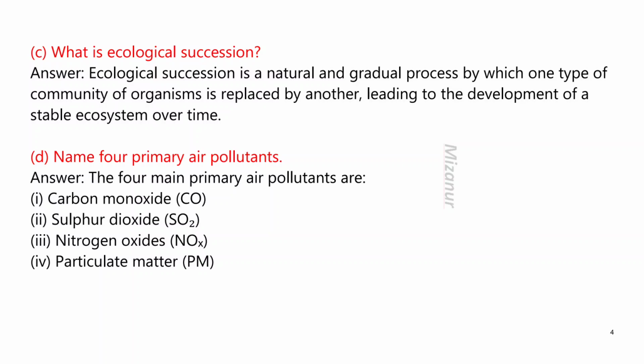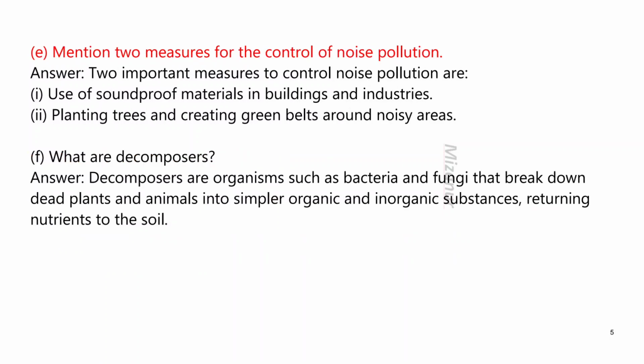Question D, name 4 primary air pollutants. Here the answer is carbon monoxide, sulfur dioxide, nitrogen oxide and particulate matter. Question E, mention 2 measures for the control of noise pollution. Here the answer is, number 1, use of soundproof materials in buildings and industries. Number 2, planting trees and creating green belts around the noisy areas.